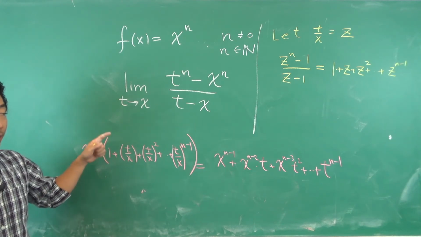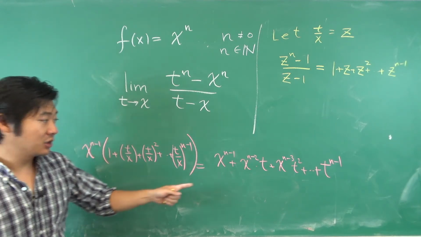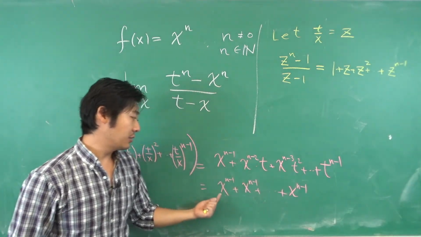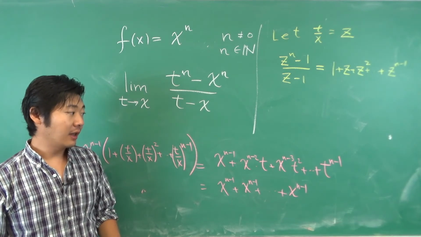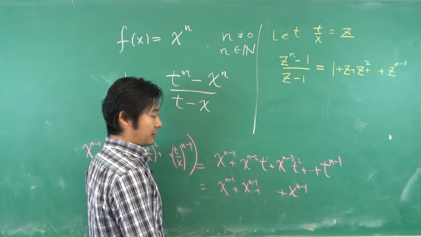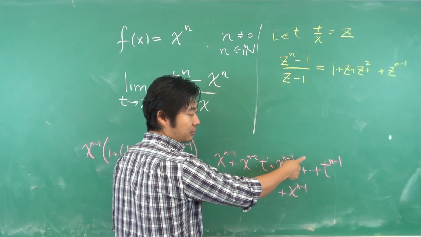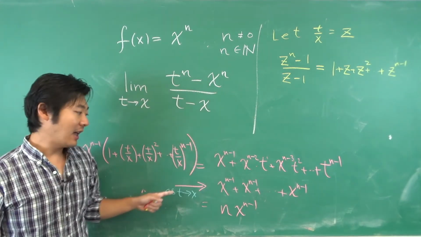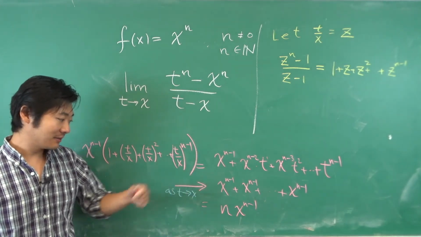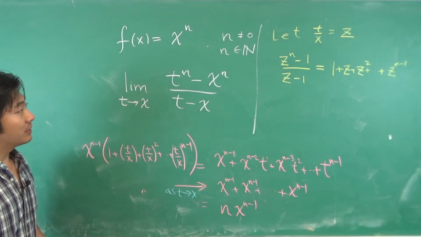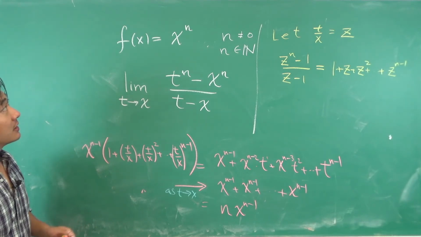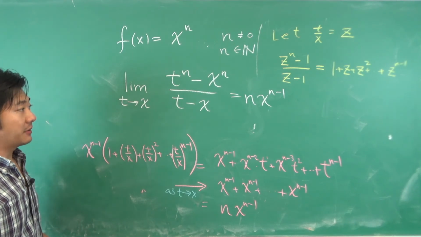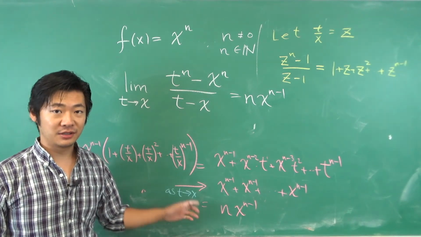Now in the limit, we're letting t go to x, so we can exchange all the t's to x's, which means these all turn into x to the n minus 1. How many of them are there? Well, there's going to be 1, 2, all the way up to n minus 1, plus one more. So there's going to be n of them. As t goes to x, then we get this. And so we get that the derivative of x to the n is n times x to the n minus 1. So sometimes this is called the power rule.